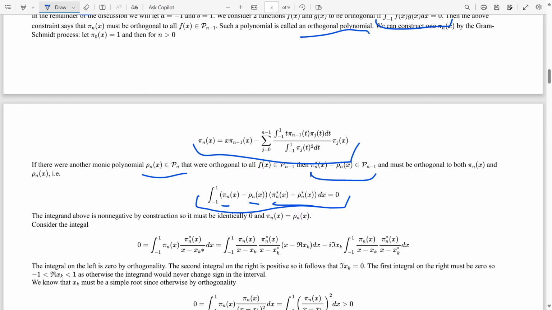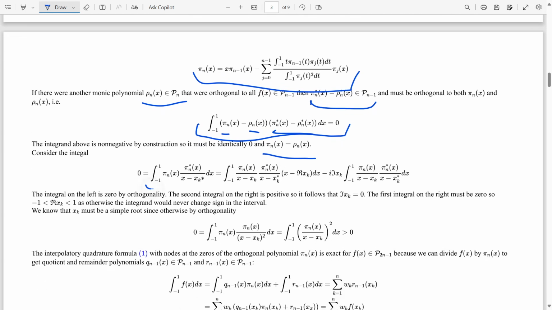That implies that pi n of x minus rho n of x is identically 0, so pi n of x is rho n of x. The next integral is 0 by orthogonality, and if we multiply and divide by x minus xk and separate it into real and imaginary parts, the imaginary part has an integral which is necessarily positive, so the other factor in the imaginary part of xk must be 0.